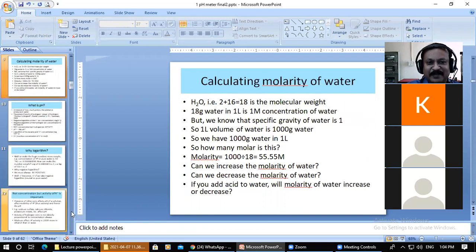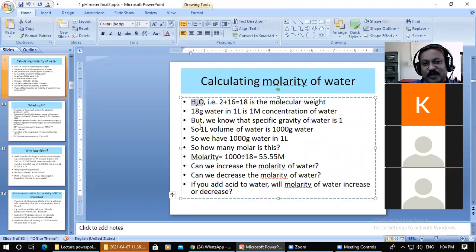I have this slide here. Just try to understand this slide. We are talking about the H2O molecule. There are two hydrogens and one oxygen, isn't it? Now, the atomic weight is 1 per hydrogen, so 1 plus 1 is 2 for hydrogen, and the atomic weight for oxygen is 16. So 2 plus 16 is equal to 18. That is the molecular weight of water. Is it right? Everybody agrees with what I'm saying. The molecular weight of water is 18.